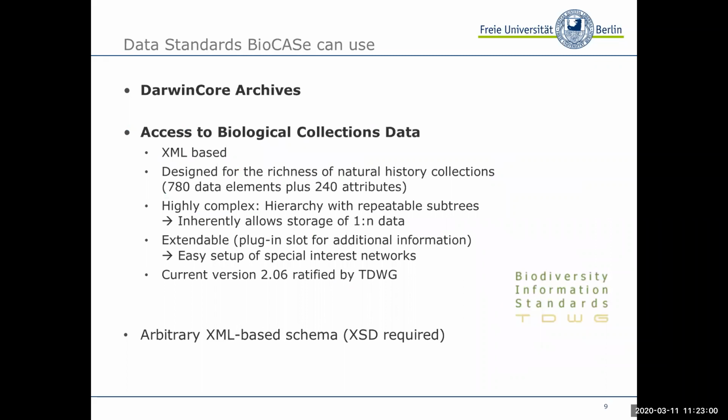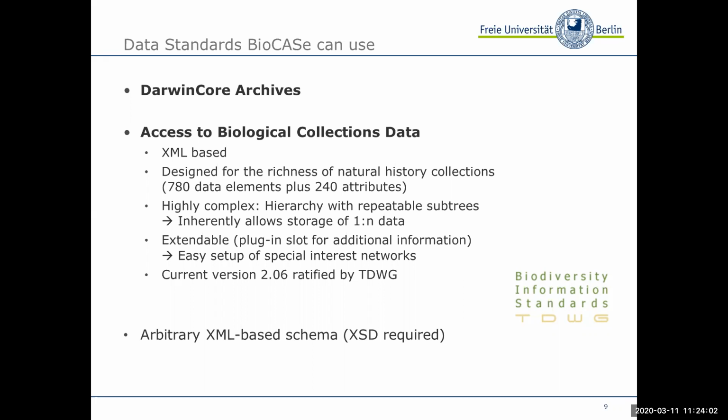Well, as I said, you can use BioCASe to publish your data as DarwinCore Archives, but in addition, you can use the Access to Biological Collections Data schema, which is more complex than DarwinCore. And this is because it originally was developed for natural history collections, which by nature have richer data than usually observations. So therefore, ABCD is a rather complex data standard. It has in its current version 780 data elements plus 240 attributes, which means that you can probably put in most of the data items you have in your collection database and you want to publish.